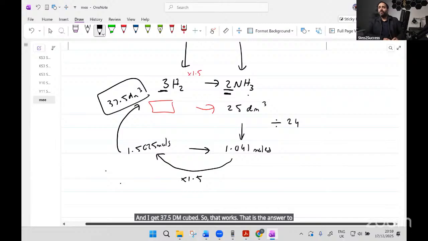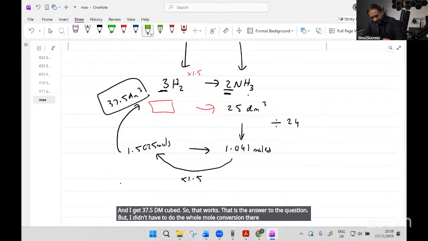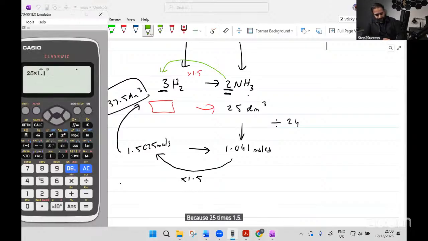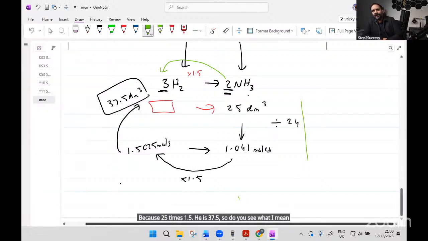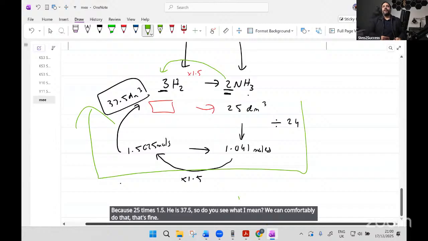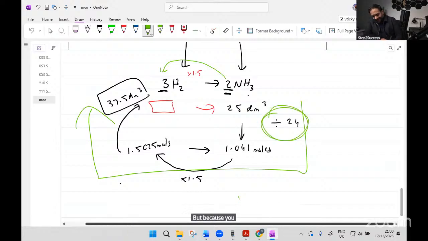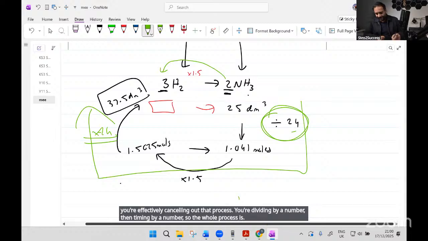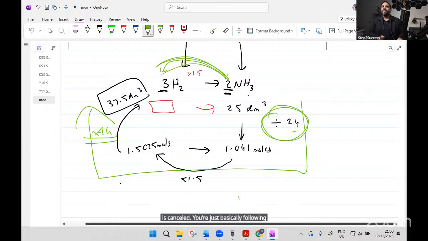But I didn't have to do the whole mole conversion there because I could have just followed the ratio at the beginning. Because 25 times 1.5 is 37.5. So do you see what I mean? We can comfortably do that. But because you divide by 24 here and then times by 24 here, you're effectively cancelling out that process. You're dividing by a number, then timesing by a number. So the whole process is cancelled. You're just basically following the ratio of 2 to 3 there.